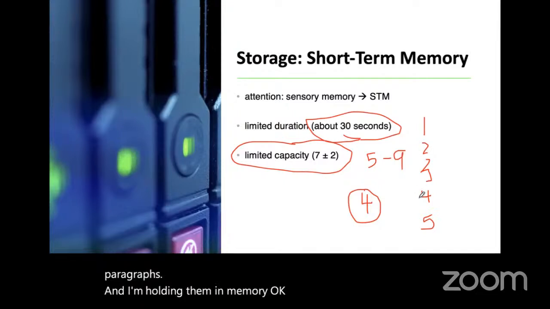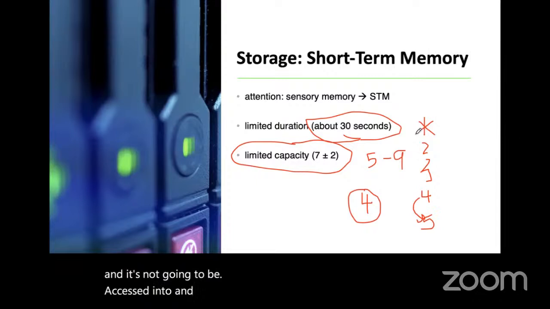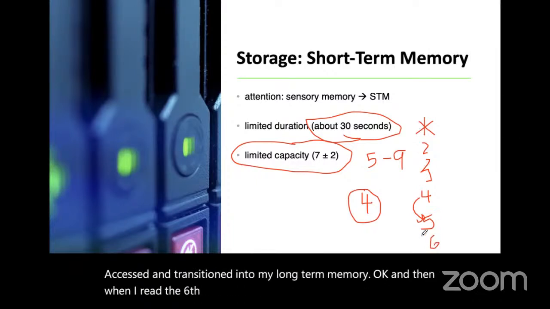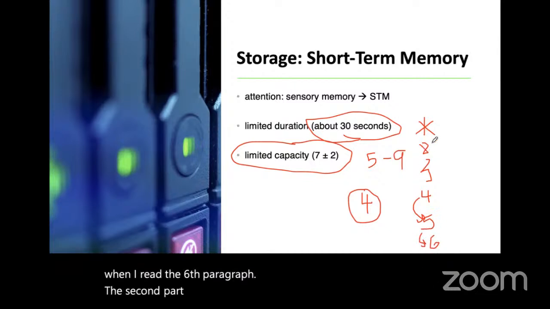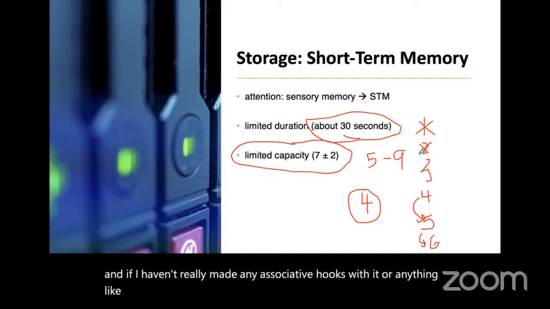But then when I read this 5th paragraph, the first paragraph is going to jump out of my short-term memory, and it's not going to be accessed and transitioned into my long-term memory, okay? And then when I read the 6th paragraph, the second paragraph is going to jump out of short-term memory. And if I haven't really made any associative hooks with it or anything like that, I'm more likely not going to remember what was in that paragraph as well.